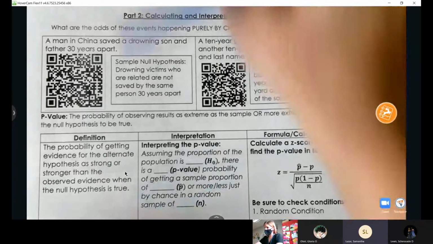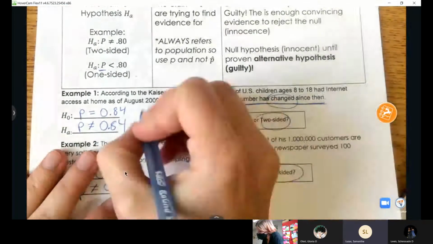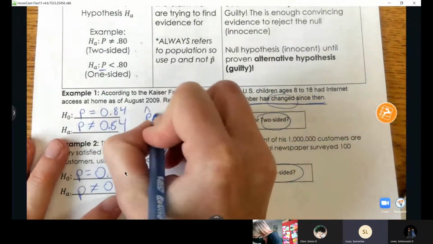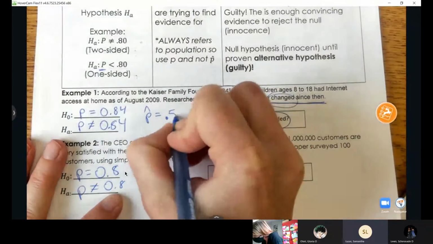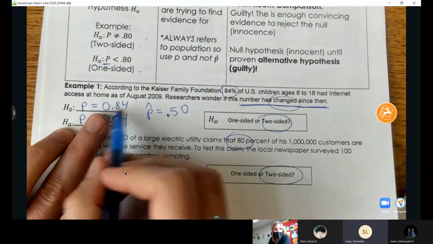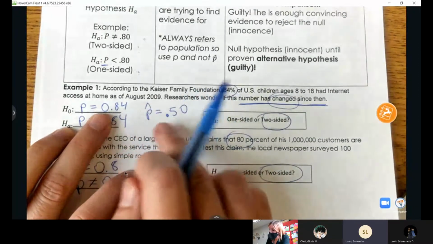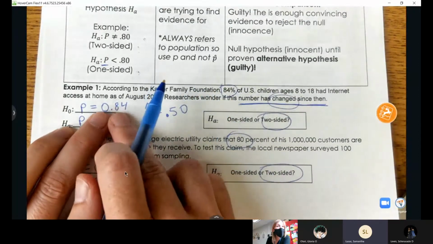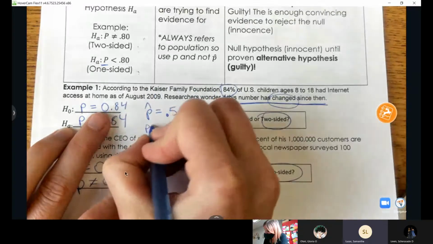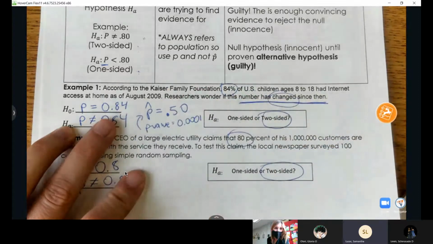So looking back at example one, if I got a sample and my p hat was 0.5, but the true p is 0.84, that would be a pretty crazy result, right? So the odds of getting my sample p hat of 0.5 when the true p is 0.84 would be very low, and that's what the p-value represents. The probability of getting this result if this is true.